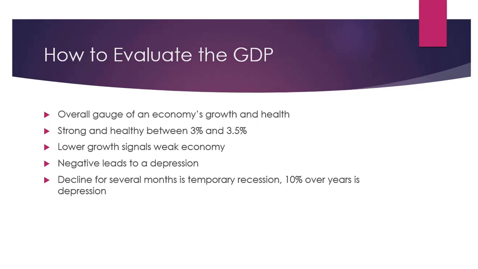The GDP indicator usually signals a strong and healthy economy when it is growing at an annualized rate between 3 and 3.5%. At such moderate growth levels, the GDP will not usually signal that too much inflation may result, although higher growth levels could signal excessive inflationary pressure building within the economy. On the other hand, lower growth than that is often seen as a signal of a weak economy, while a negative number is considered recessionary or even a signal of depression. Specifically, if a nation's GDP declines for several months, then that is considered a temporary recession. But if it falls by more than 10% for several years, then that indicates an economic depression for the country.